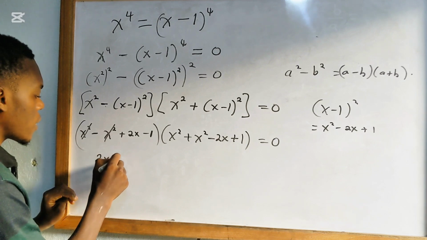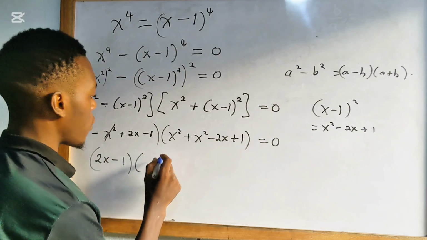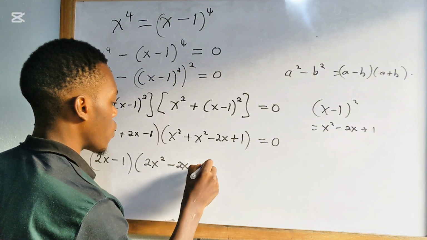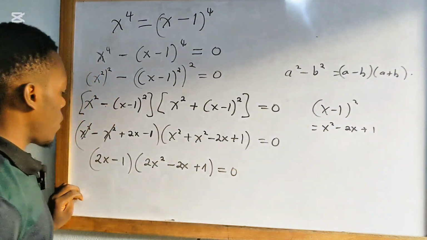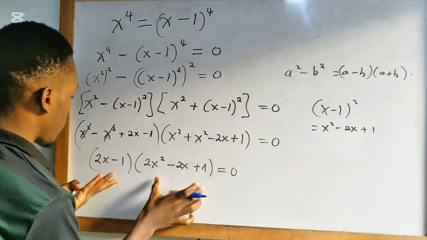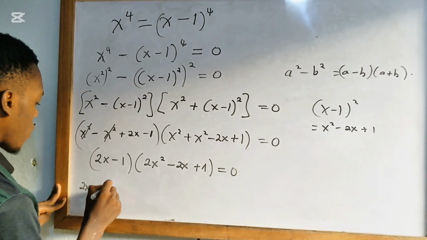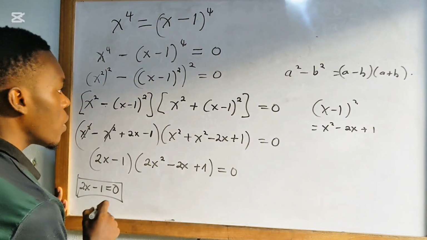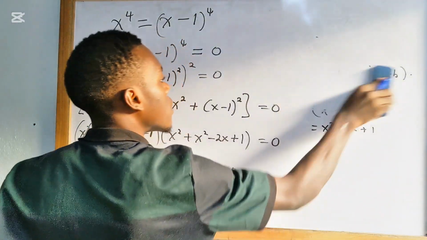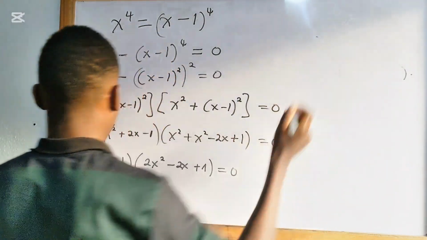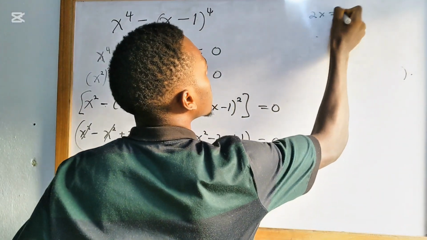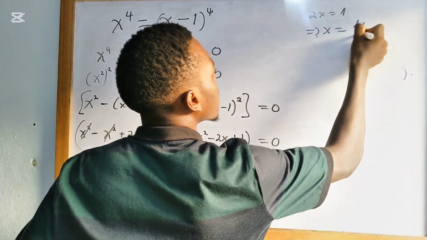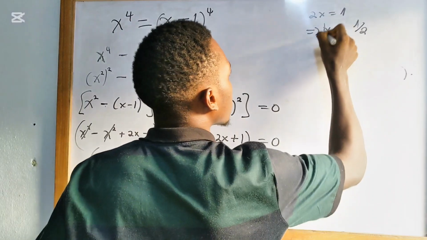We are going to have 2x minus 1 here, and here you are going to have 2x square minus 2x plus 1 equals 0. At this point it's just like factorizing, hence we can say 2x minus 1 is equal to 0, since all is equal to 0. Since 2x minus 1 is equal to 0, 2x is equal to 1, which implies x is equal to half, that is 1 on 2.